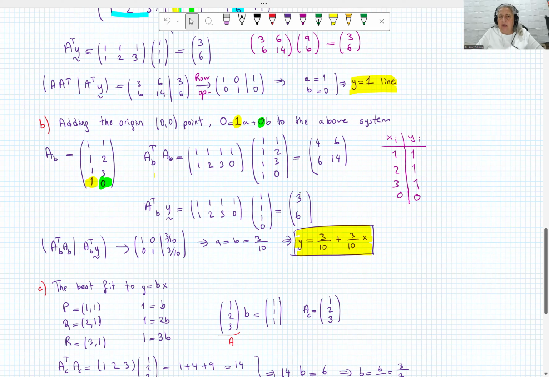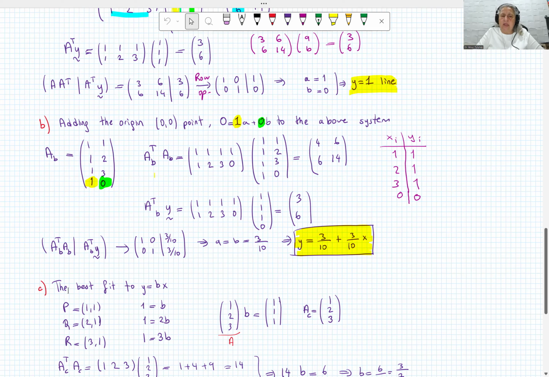And that will give me the vector 3, 6. So the equation system that we would like to solve, in the augmented matrix form, is A transpose A and A transpose y: this one, and this one is 3, 6. If you apply the row operations, you will find the solution a is equal to b is equal to 3 over 10. So in part B, you will find the line equation in that way.